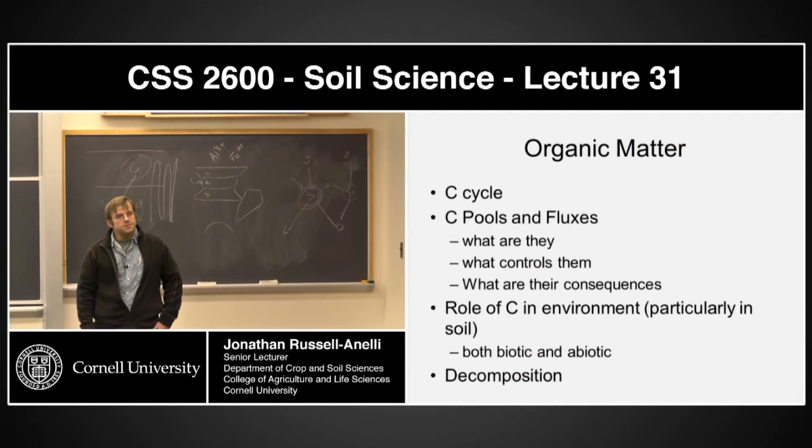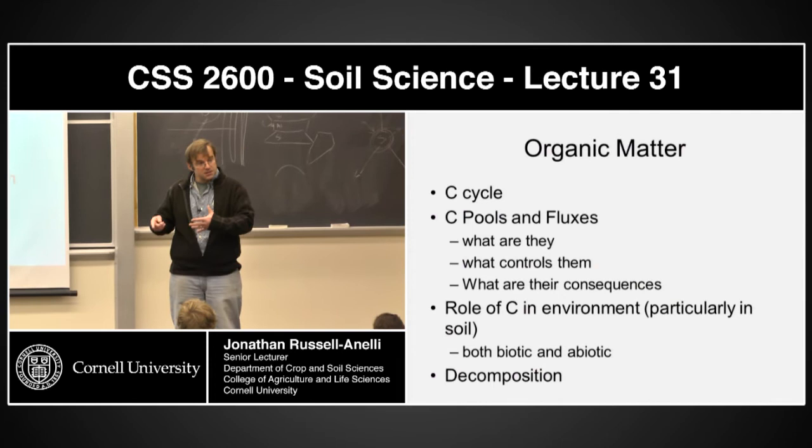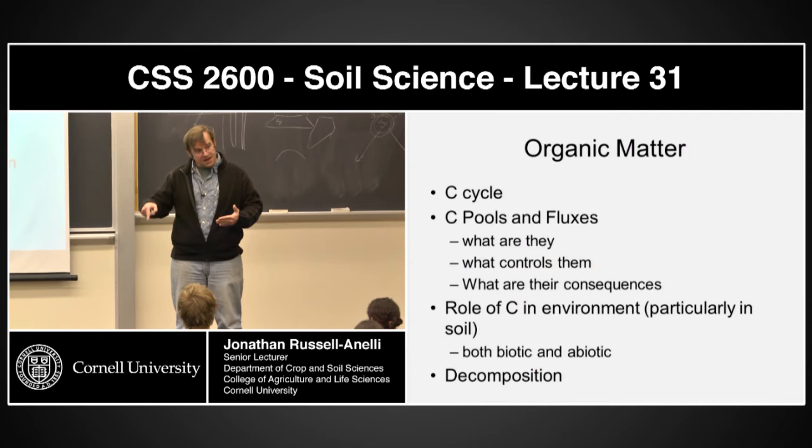The difference between location and availability. Availability has to do, well, first off, obviously it has something to do with it being there. But it also has to do with the nature of that material. If it's a wood chip or something like that, I can't eat that. I don't have the biological system that can decompose that. So you have to have a specific organism that can, in fact, attack that piece of organic matter to decompose it.